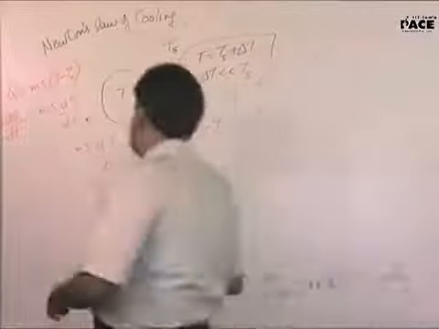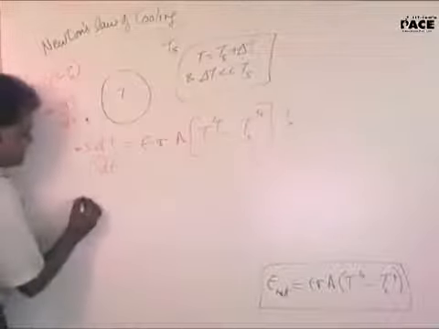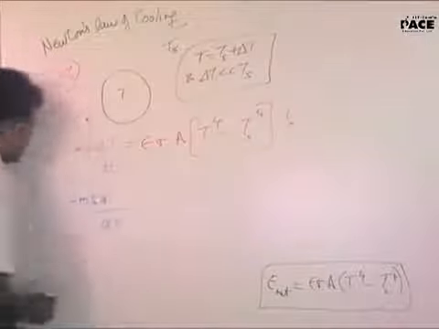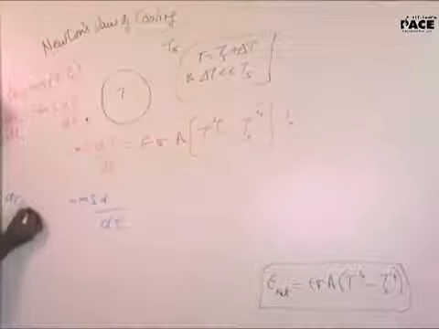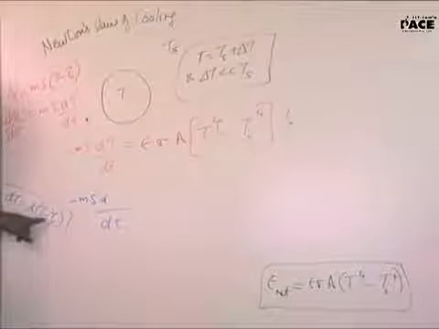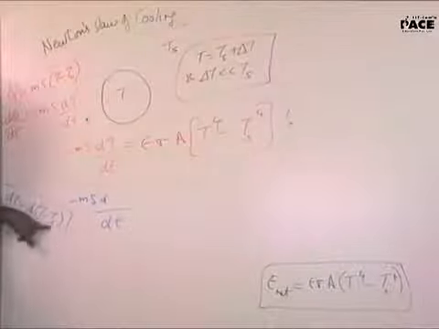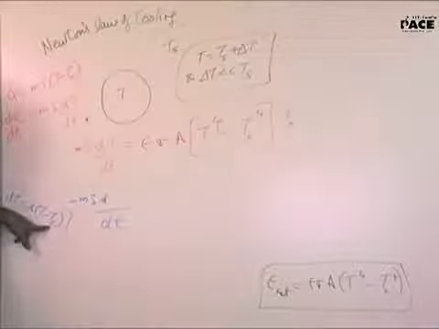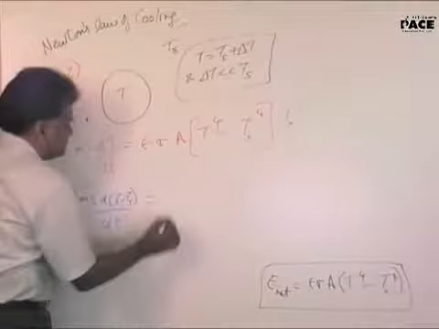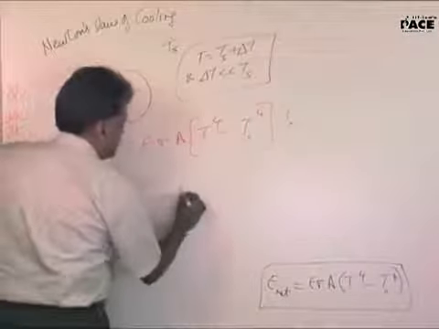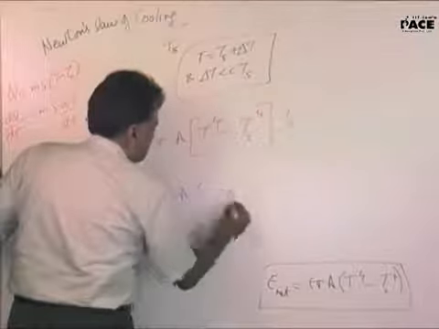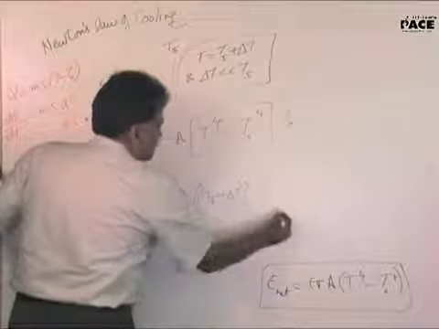So let us rearrange this. I write this as minus ms dT by dt. See, dT is also equal to d(T minus Ts), because whether you take the differential of T minus Ts, dT minus d of Ts, Ts is constant. So this is 0. So we can write this as T minus Ts also. Epsilon sigma A, (Ts plus delta T) power 4 minus Ts power 4.